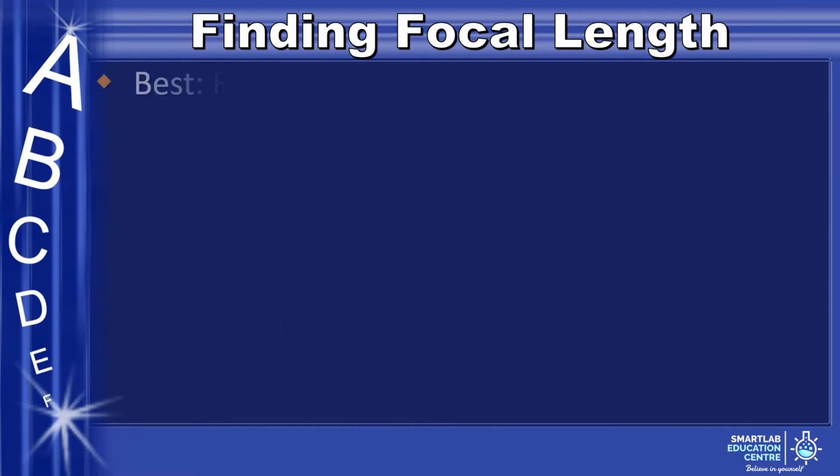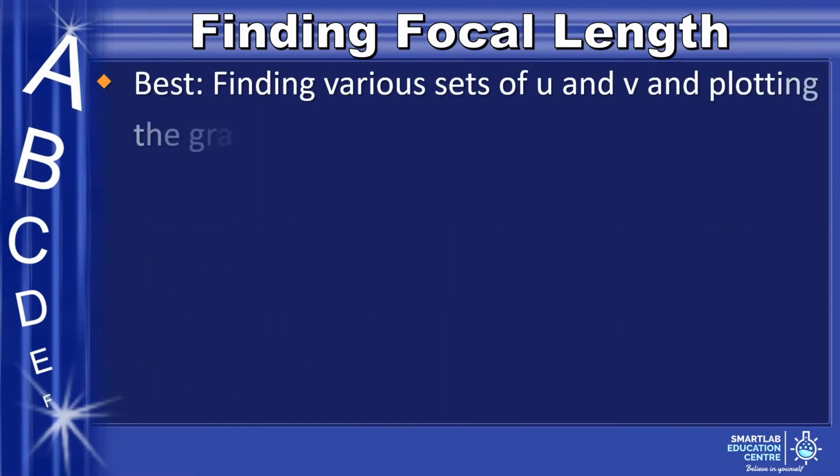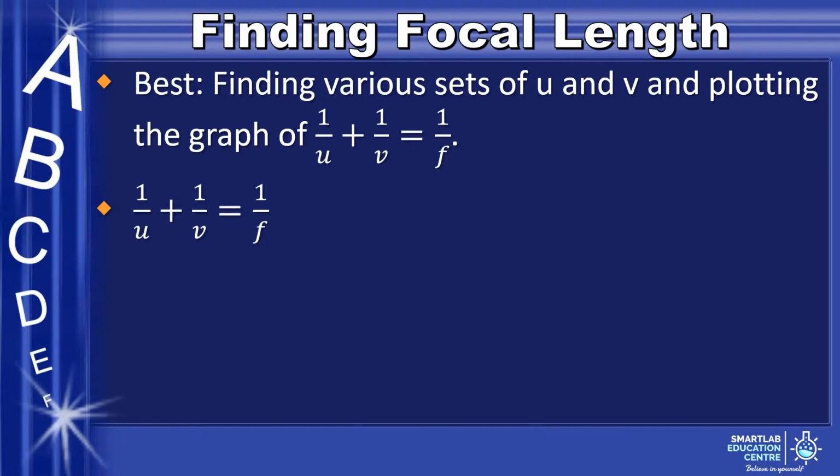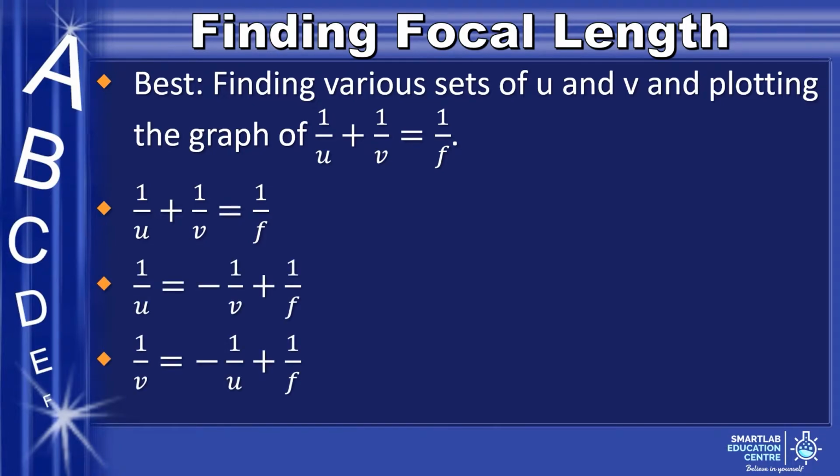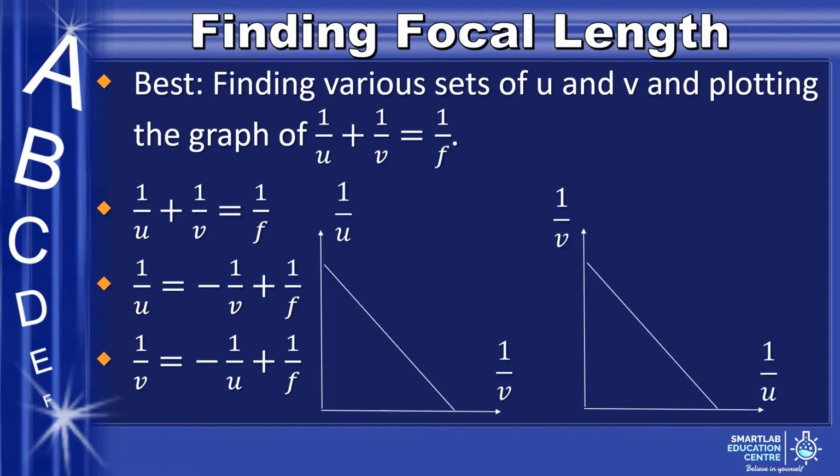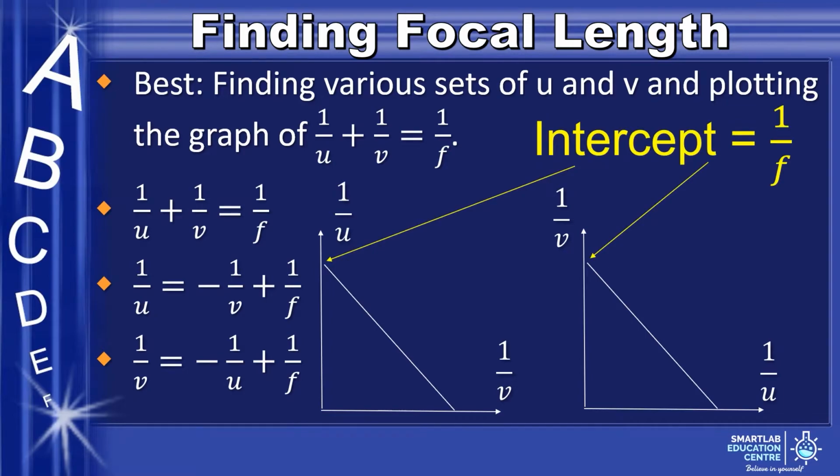For the third method, what this means is that we can create a linear graph and find the focal length from there. How? We use the equation shown. This can be rearranged to either equation as shown. From both equations, if we plot a graph according to either equation, it will give us a y-intercept of 1/f.